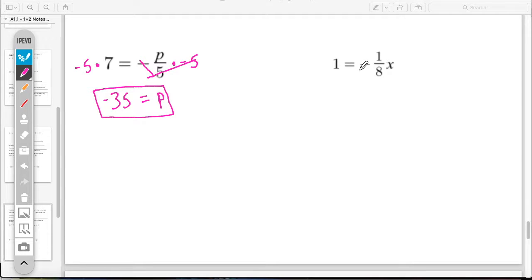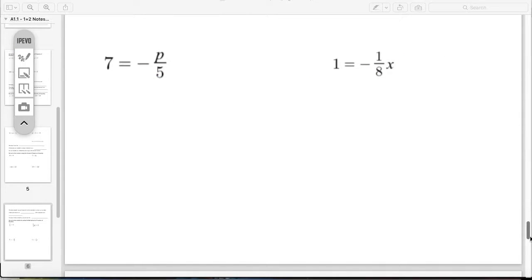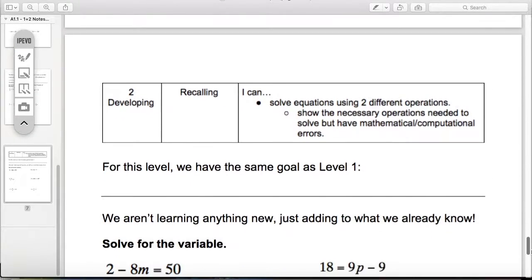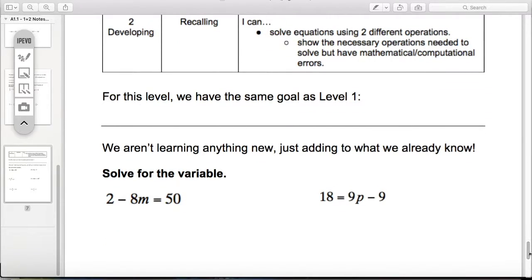And on this side, 1 equals negative 1 over 8 times x. I will multiply by negative 8 on both sides. So negative 8's cancel, and I'm left with x on this side equals negative 8 times 1, which is negative 8. Okay, so that concludes level 1. On to level 2.